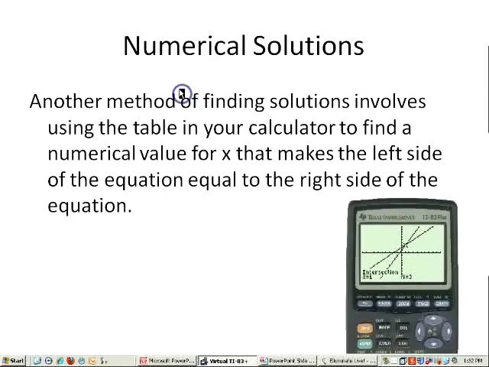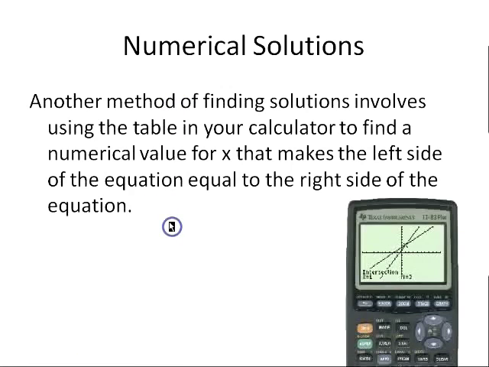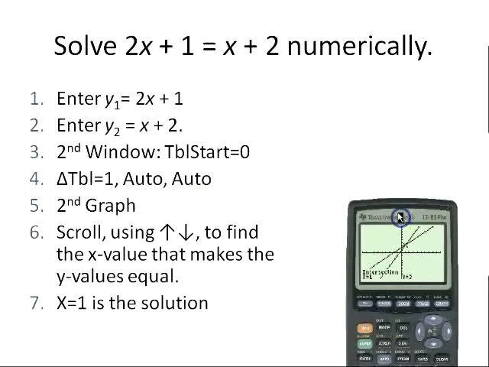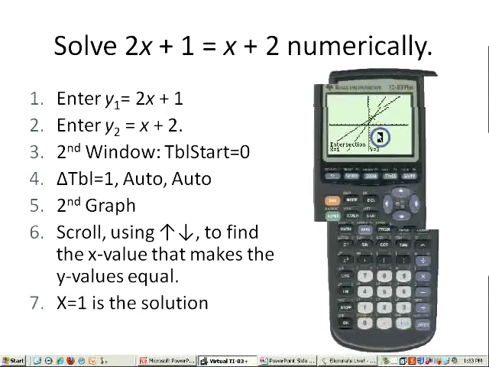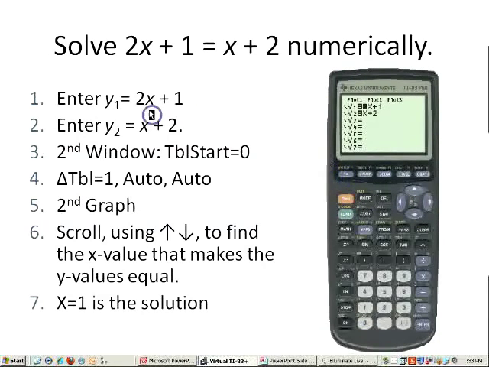Now, another way of finding our solutions involves looking at the table in our calculator. So, to look at a table, we begin the same way. We want to have the first equation in y1 and the second equation in y2. This time, though, I don't want to look at the graph. I want to look at the table. So we've got to check to make sure we have the table set up correctly.